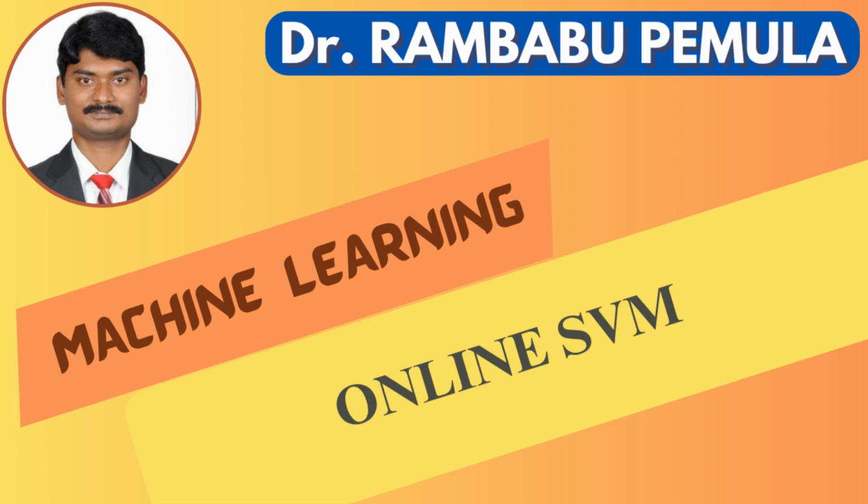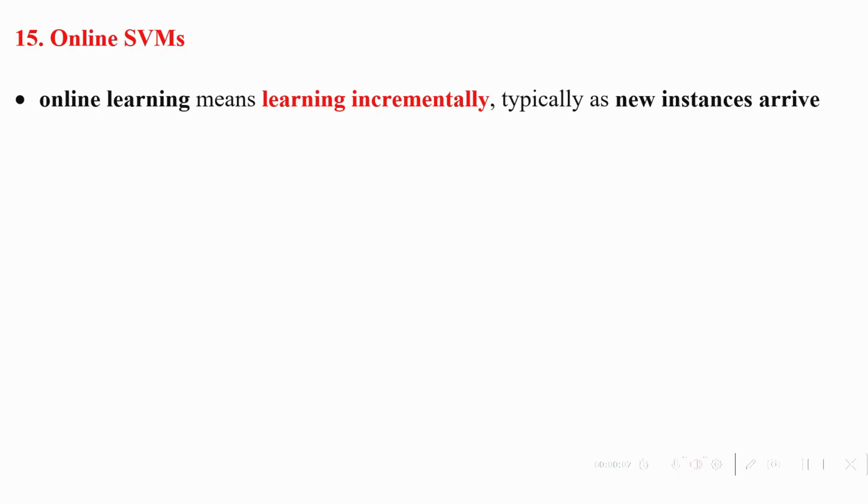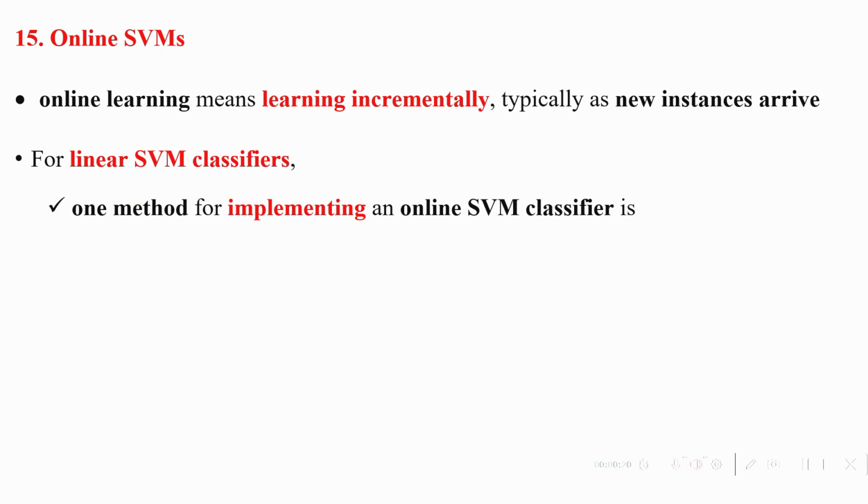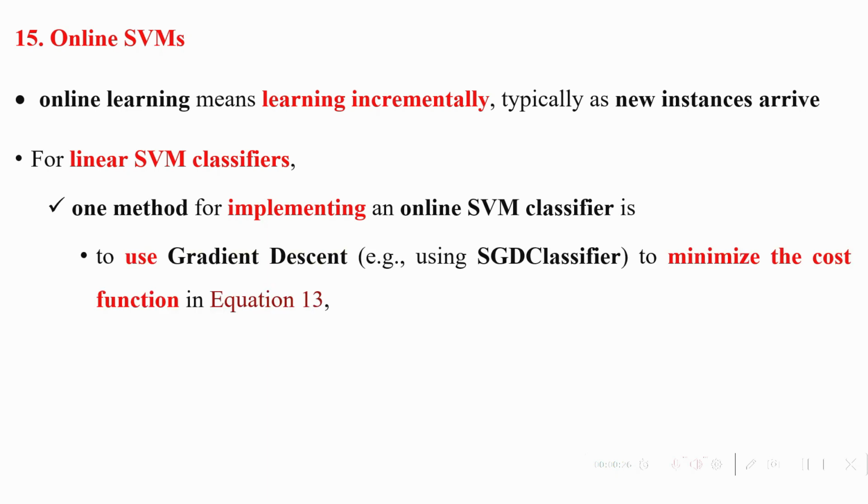Hi, in this video, I'm going to discuss online support vector machines. Online learning means learning incrementally, typically as new instances arrive. Simply, this process is called online learning. For linear support vector machine classifiers, one method for implementing an online support vector machine classifier is to use the gradient descent algorithm to minimize the cost function.